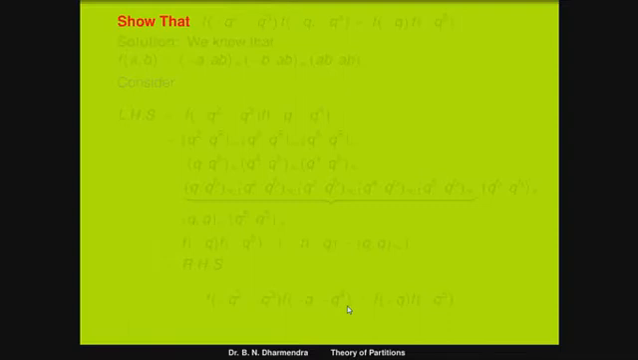And similarly, f(a, b) is equal to the summation, n running from minus infinity to plus infinity, of a to the power of n into p to the power of n(n minus 1)/2, where p is equal to a into b. And similarly, the third result: f(minus a, minus b) is equal to the summation, n running from minus infinity to plus infinity, of minus 1 to the power of n into a to the power of n into p to the power of n(n minus 1)/2. Here also p is equal to a into b.